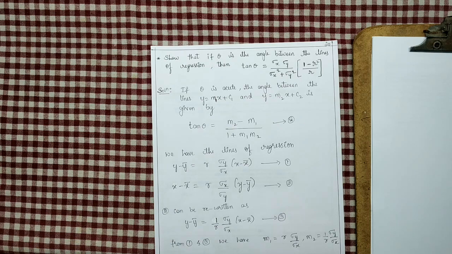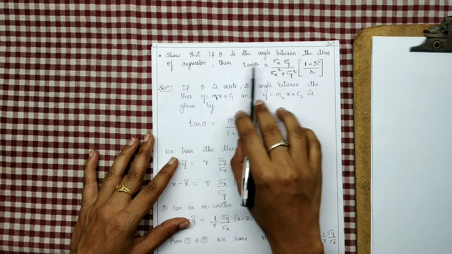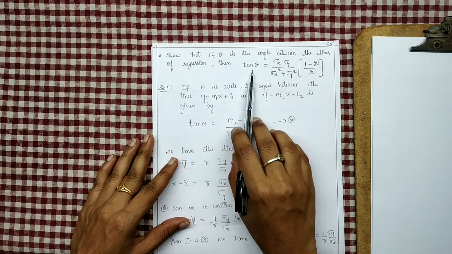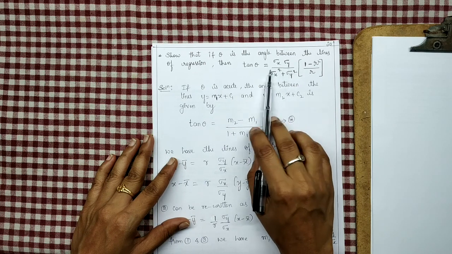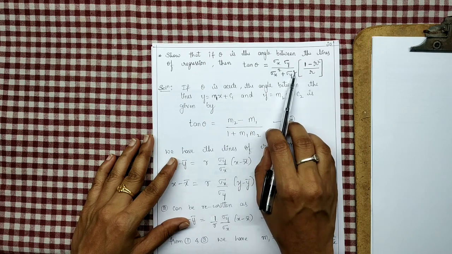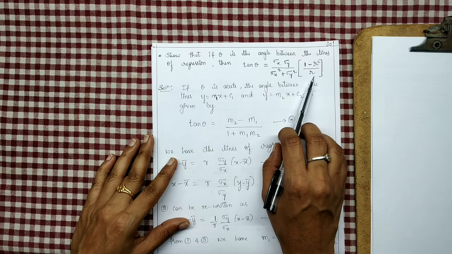My dear students, in today's class, let us see some more derivations under correlation and regression. Here we have the first one. Show that if theta is the angle between the lines of regression, then tan theta is equal to standard deviation x into standard deviation y divided by standard deviation x squared plus standard deviation y squared, into 1 minus r squared divided by r.